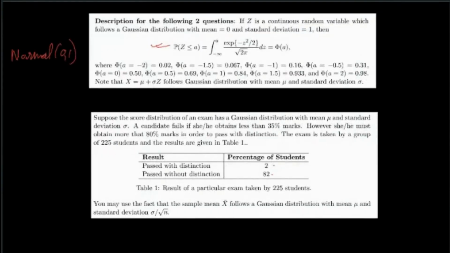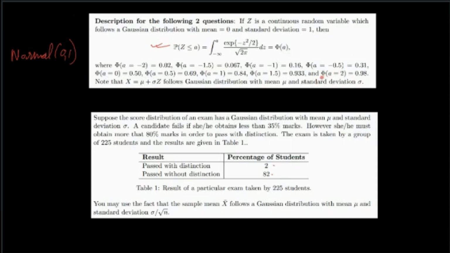It comes in two parts. The first part basically outlines the cumulative distribution function for the standard normal distribution. What we have here is this big part, which is nothing but the CDF of a standard normal distribution. But we generally don't need to look at this, because here we are given the values of the CDF at some specific values of A, right? And we also know that X equals mu plus sigma Z follows a Gaussian distribution with mean mu and standard deviation sigma, if Z is a standard normal variate.